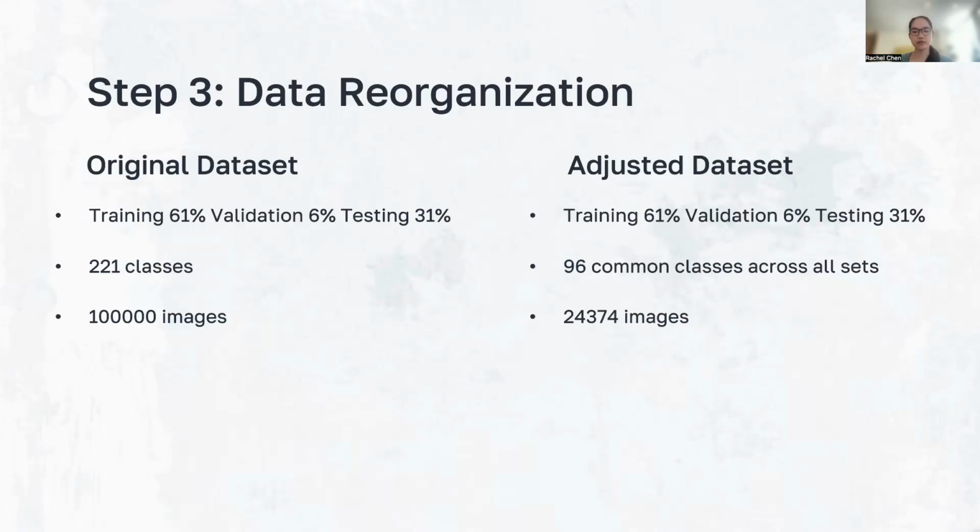Another issue we encountered was inconsistent class distribution across the dataset splits, where some classes were present only in training or only in testing. To ensure fair and accurate evaluation, we kept only the 96 classes present in all 3 datasets. While this improves consistency, it also narrows our model scope to those common classes. With the data cleaned and organized, we then passed it to our final model architecture.